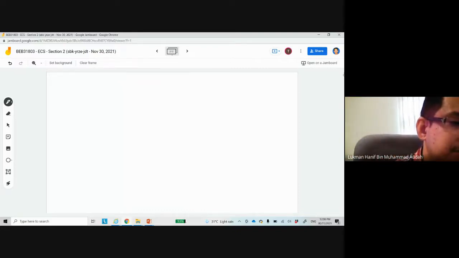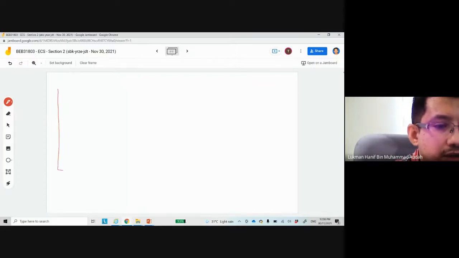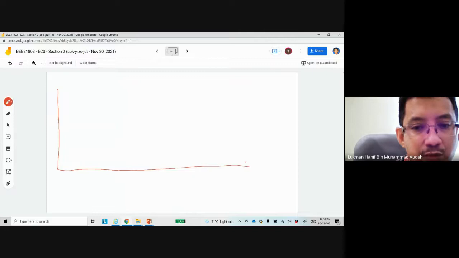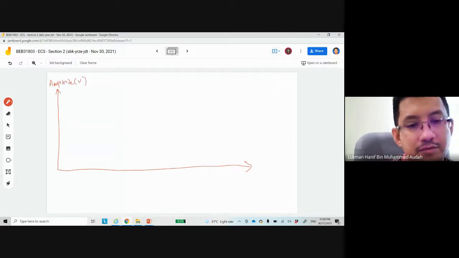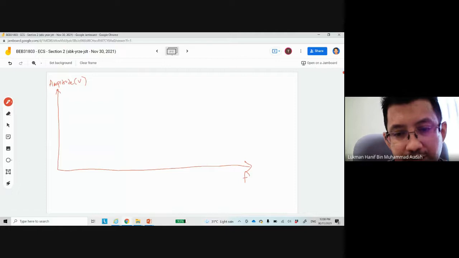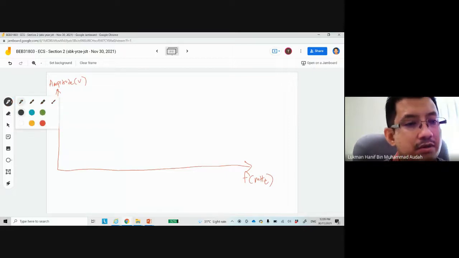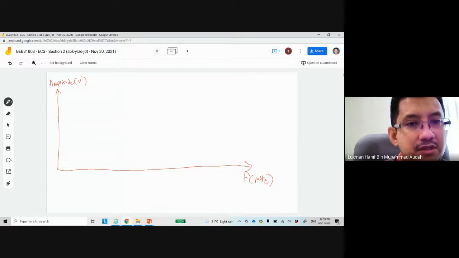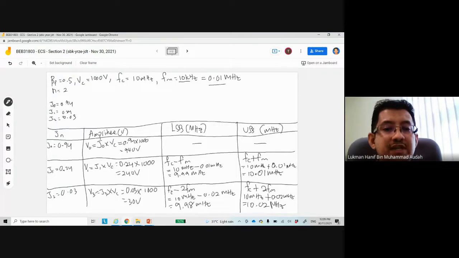So this question asks about amplitude spectrum. That means I need to draw amplitude versus frequency. So F here, since I use mega, so I put here is megahertz. Okay, then how to draw? So if you see from the previous one, I have carrier component and I have 2 pairs of sideband.